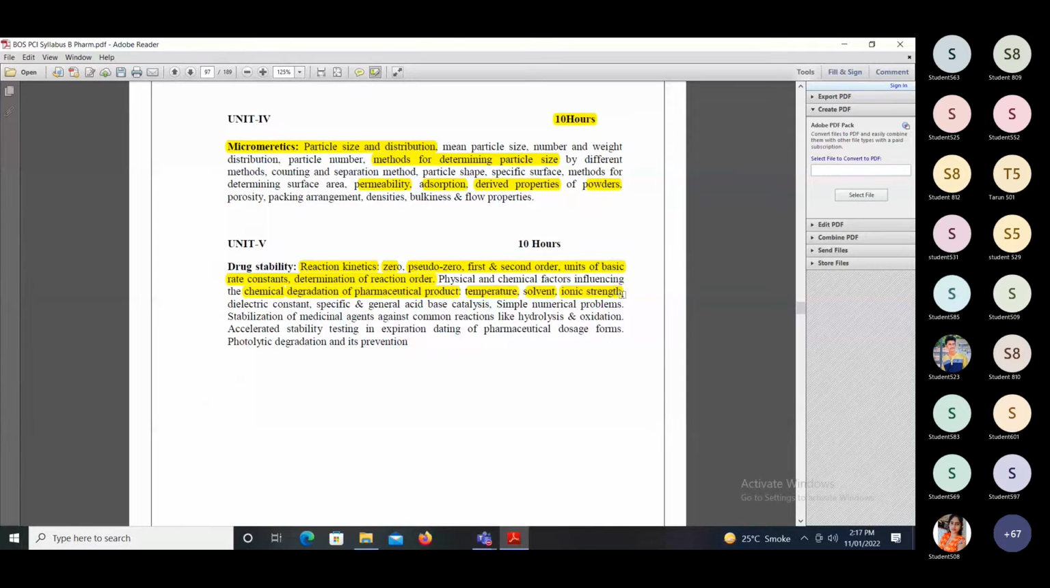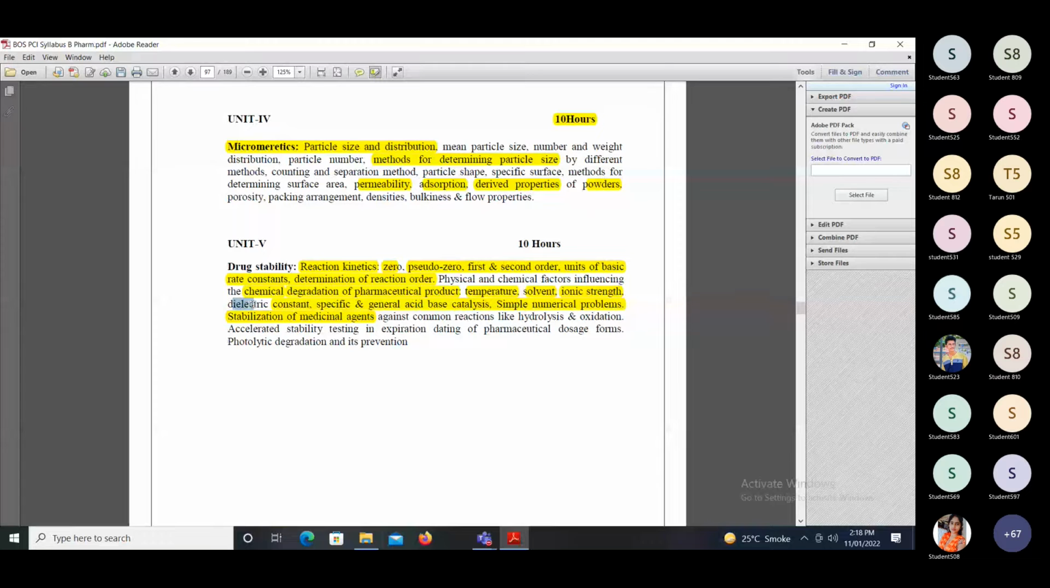Then specific and general acid-base catalysis. If you add any catalyst into the reaction, then the reaction occurs in the first step, or the rate of reaction is going to decrease. It takes place due to the presence of catalyst in the particular reaction. That part also we are going to observe here. Then some numerical problems related to the first order reaction and the second order reaction are also included here.